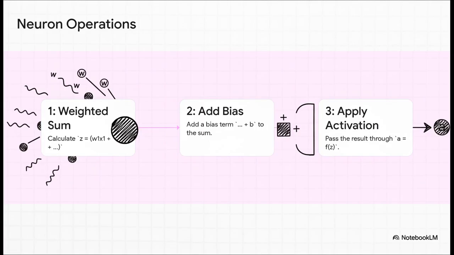And here's the thing. Every single neuron in the entire network, no matter what layer it's in, performs these three exact steps, always in this order. First, it calculates that weighted sum of its inputs. Second, it adds the bias. And third, it applies an activation function to generate its final output signal. That's the whole process, right there.